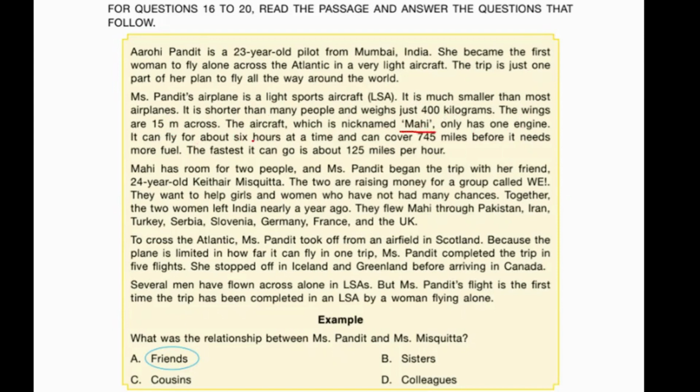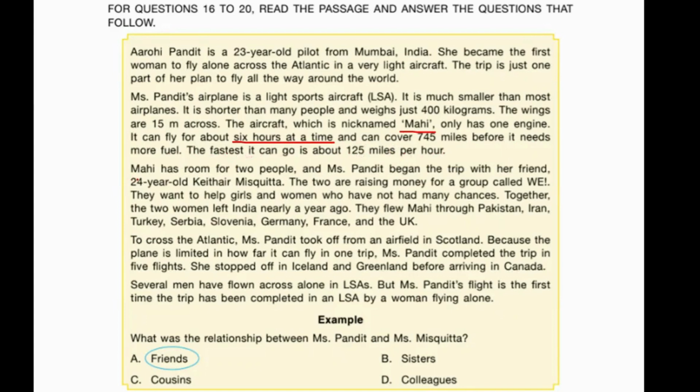It can fly for about 6 hours at a time. It means after 6 hours, it has to stop if it has to travel beyond 6 hours. Okay, and it can cover 745 miles before it needs more fuel. The fastest it can go is about 125 miles per hour. The speed of this is 125 miles per hour, the fastest speed I'm talking about.